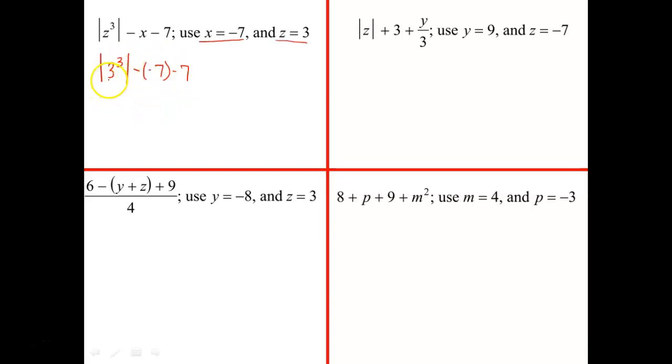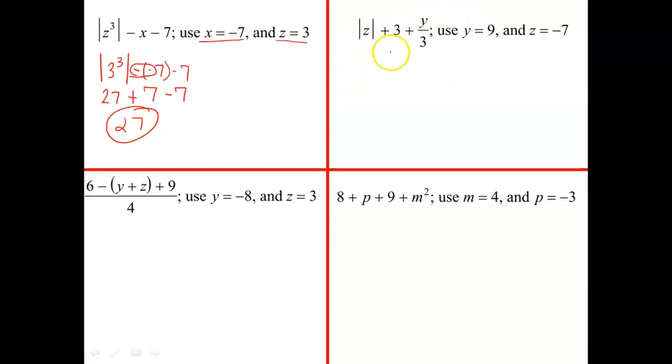So 3 to the third power, that's 3 times 3 times 3. 3 times 3 is 9, times 3 is 27. A minus and a minus make a plus. 7 minus 7. Positive 7 and -7 is going to be 0. So 27 plus 7 minus 7 is 27.